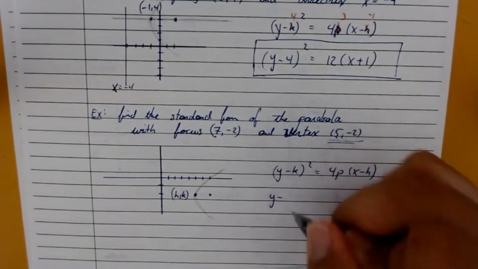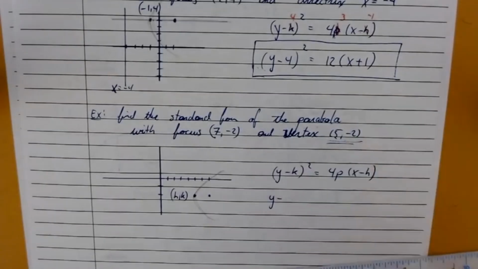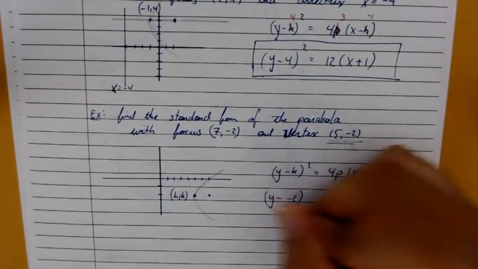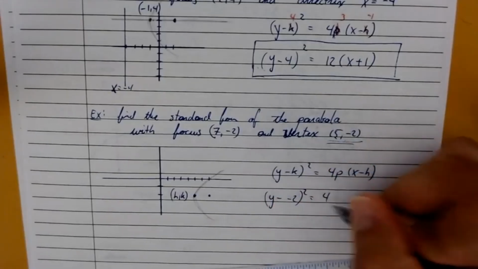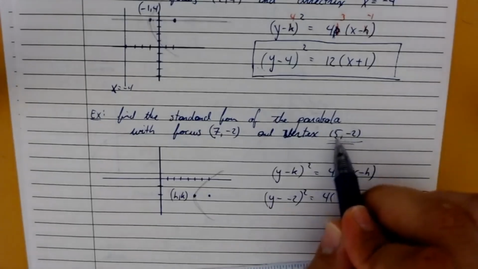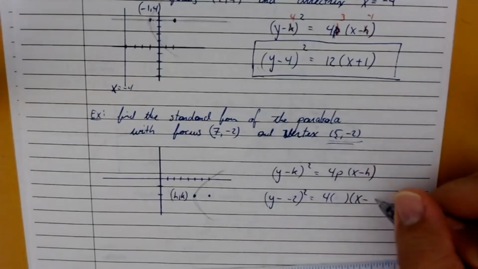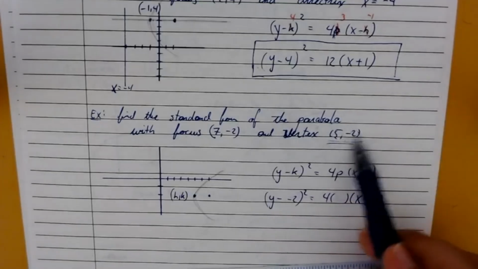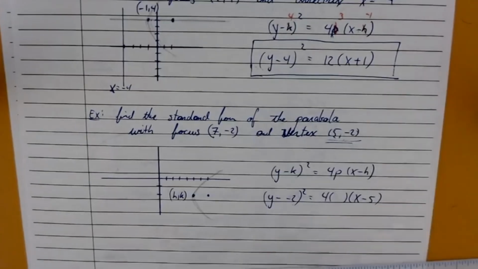So this would be 5 minus our k, which is negative 2, squared, equals 4p times x minus our h, which again is the x value of our vertex. So there's our k and there's our h.